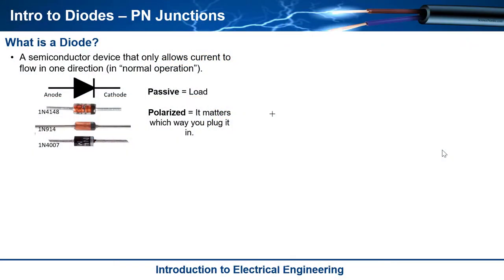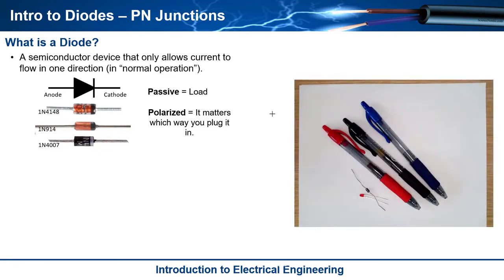Okay, so the first question is, what is a diode? Well, a diode is an electronic device, a semiconductor-based device, and it only allows current to flow in one direction in normal operation, which means forward biased, and we'll cover what that means. This is the symbol for a diode. You have an anode and a cathode, and since current flows in one direction, it is polarized, so it matters which way you plug it in. In normal operation, current flows from the anode to the cathode.